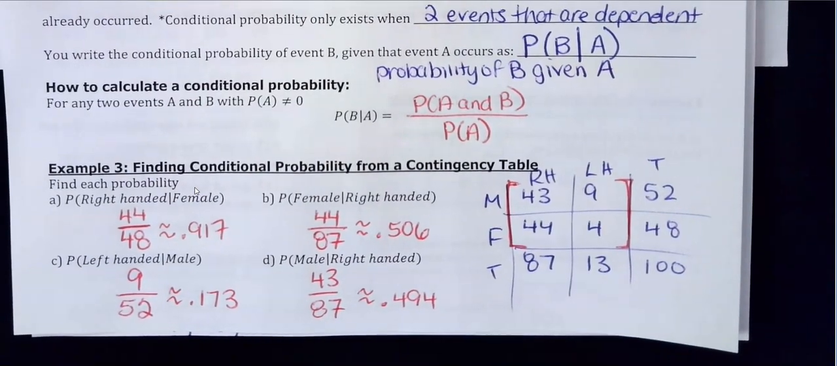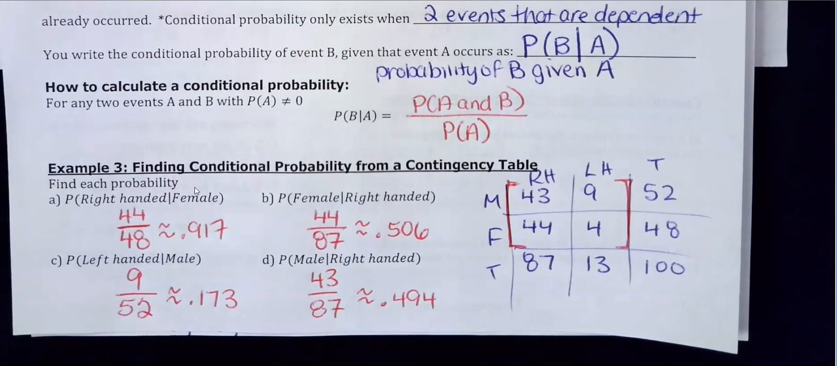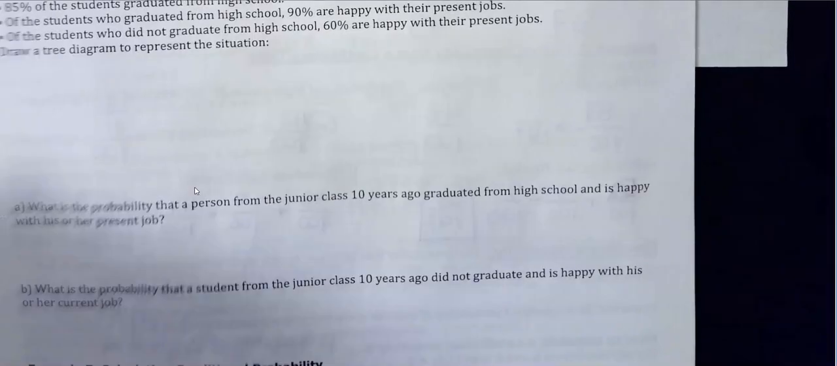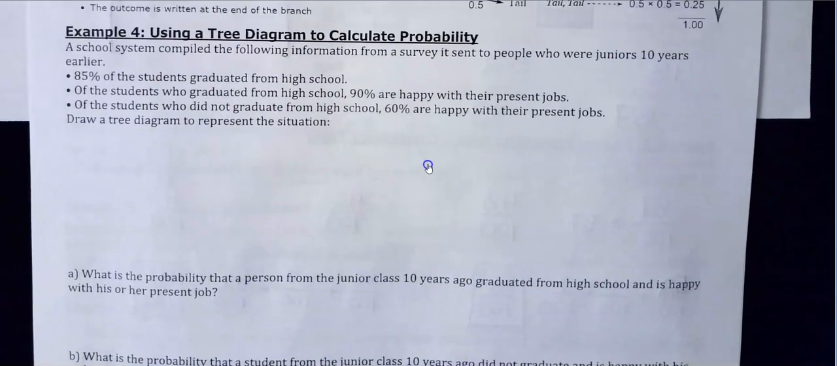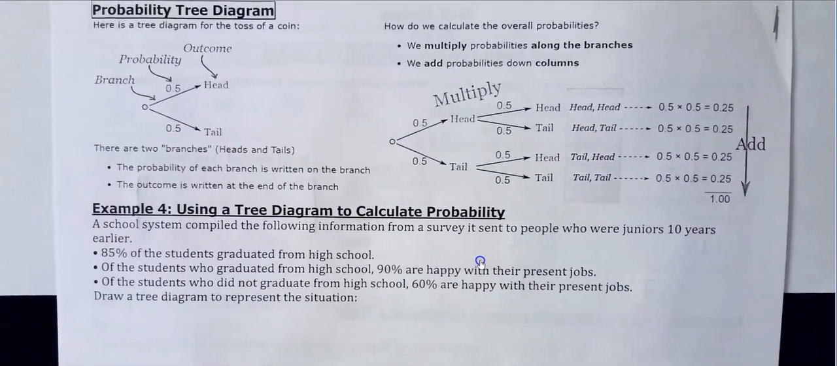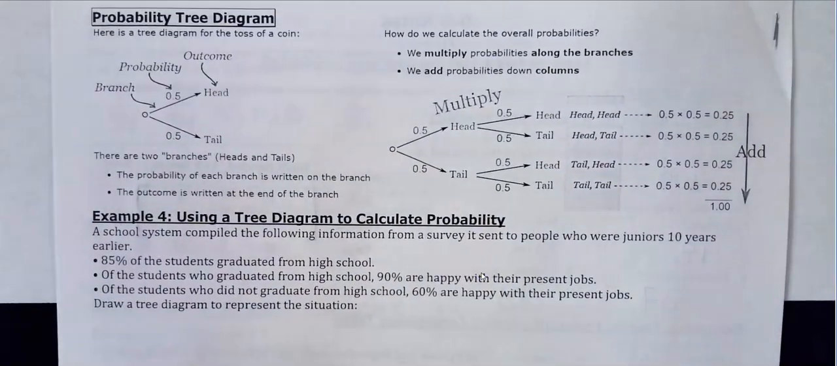Is anybody having a question about calculating that from a contingency table? It's also called a frequency table if you see that terminology. Okay, now you don't have to do anything at the top. This is another way though that you can visually display a probability. It's called a tree diagram. So I just stole these lovely pictures from the internet.